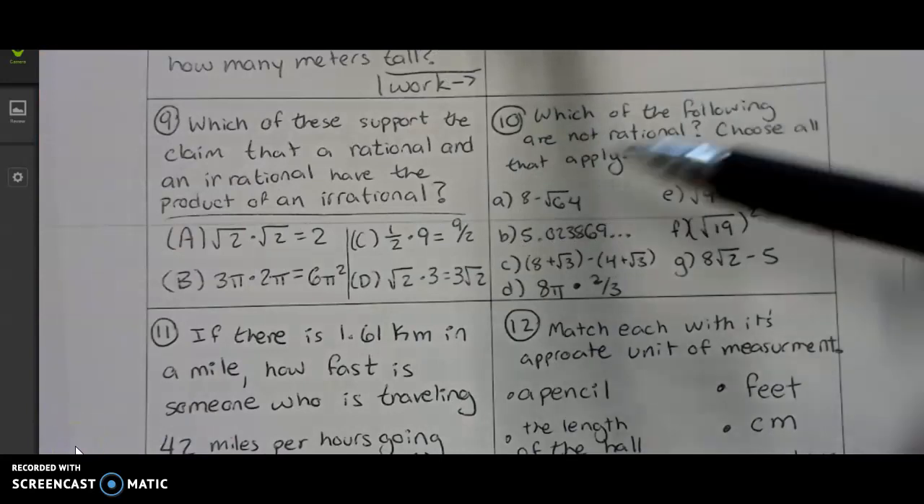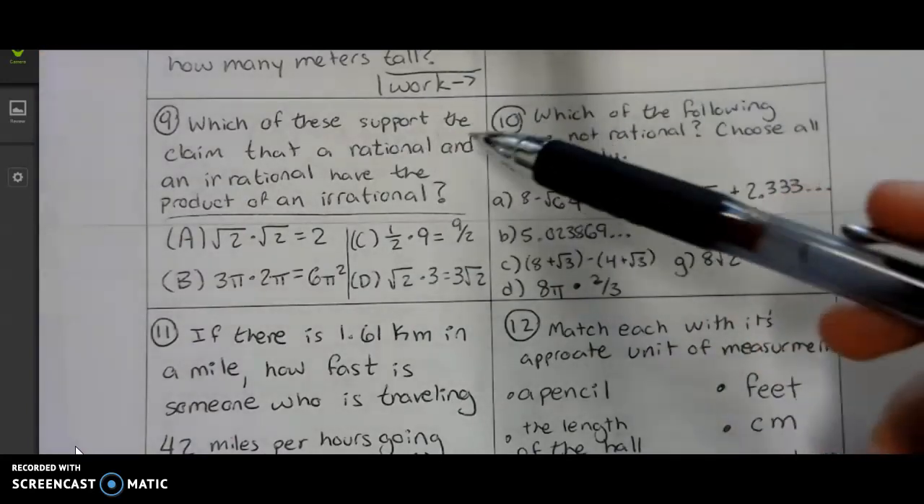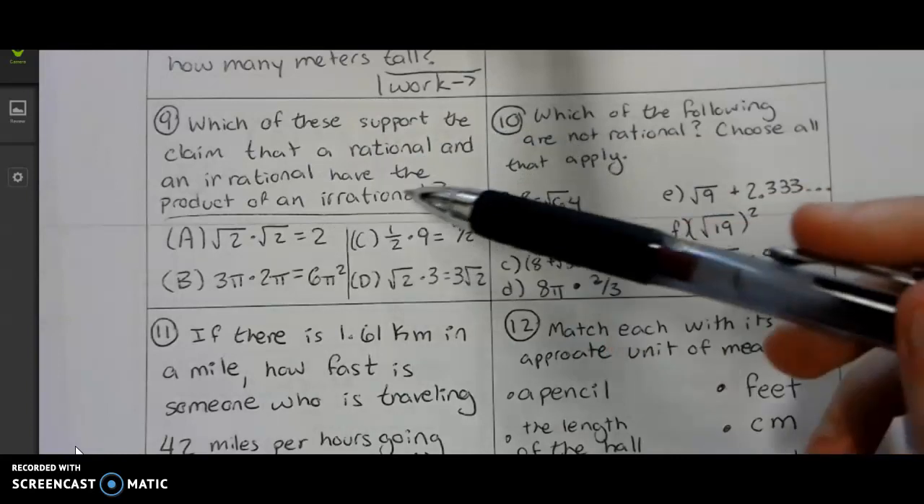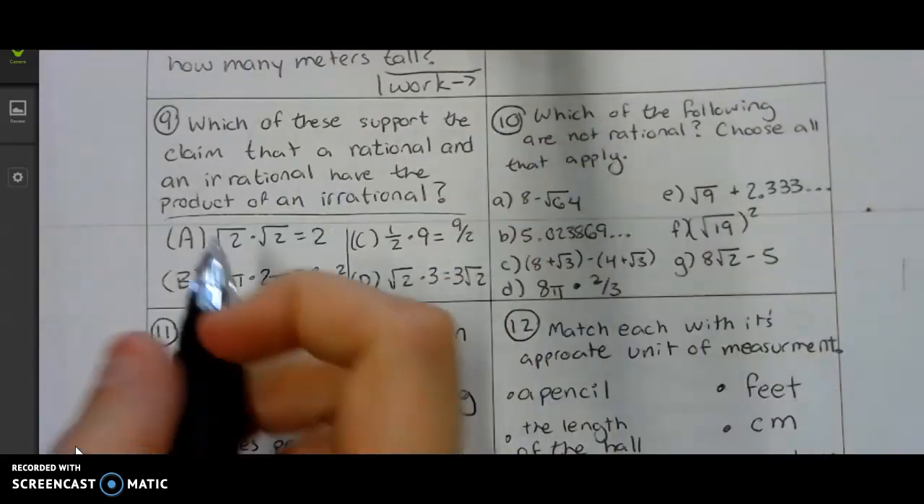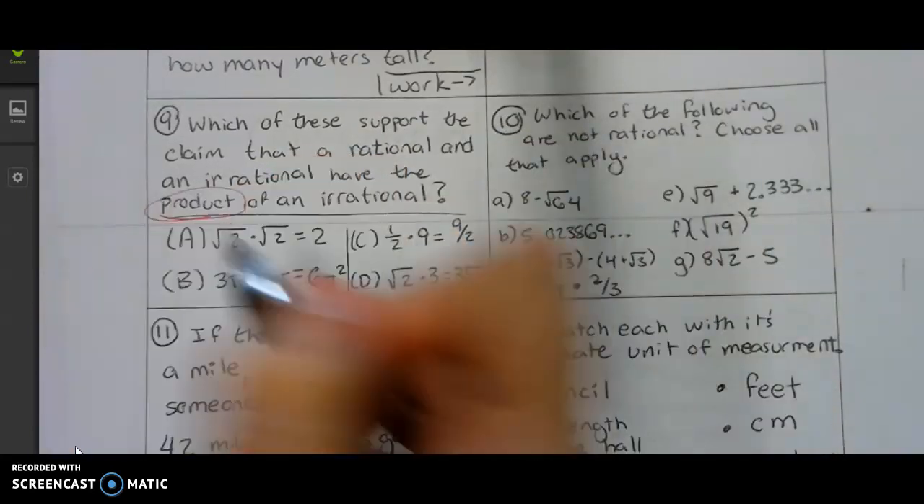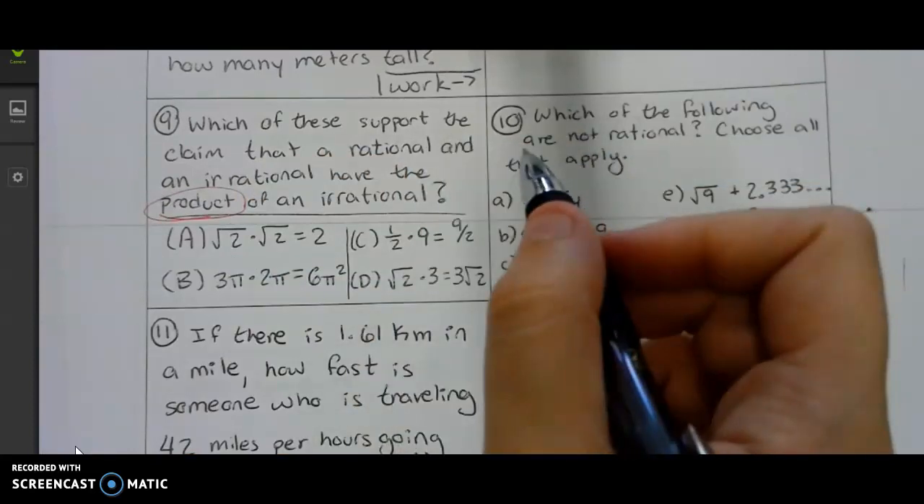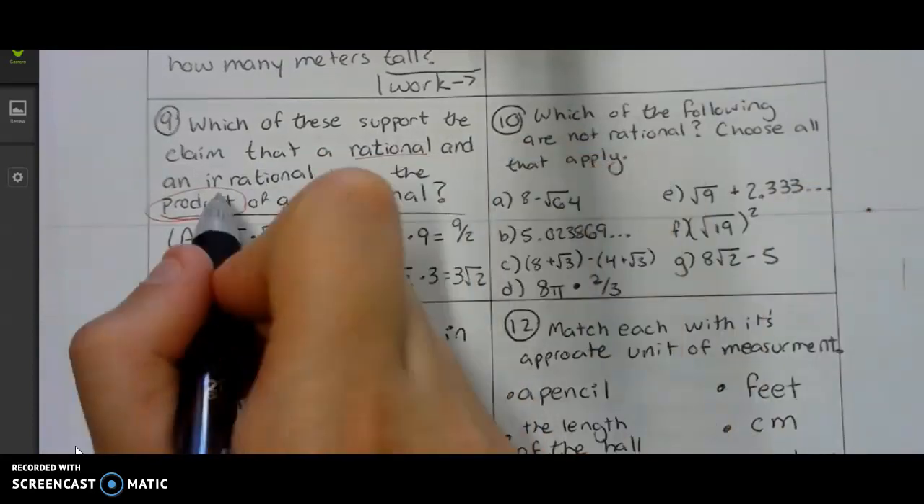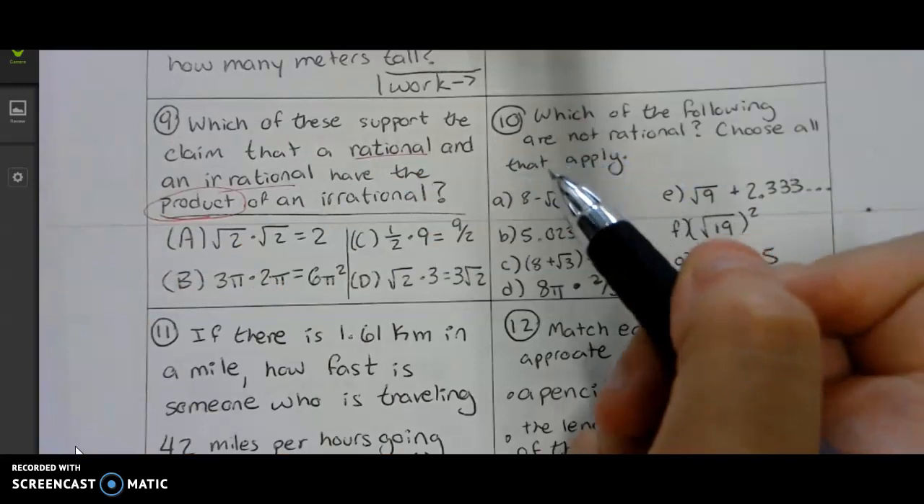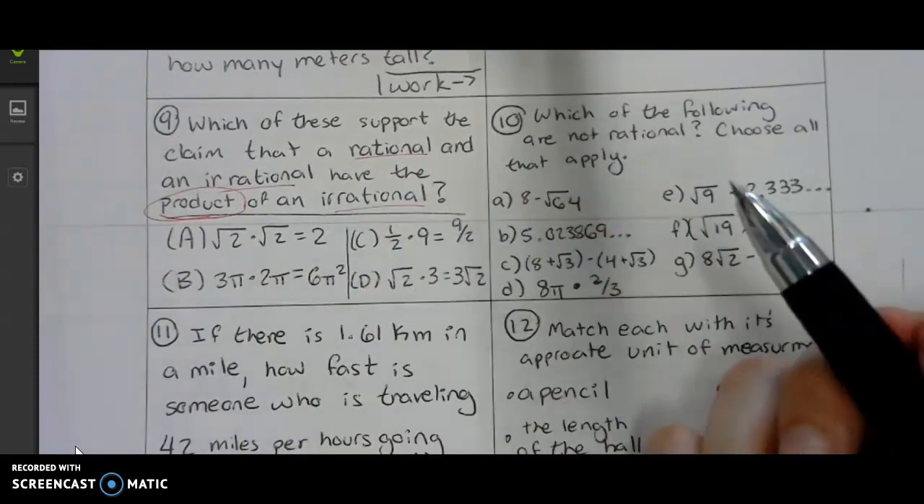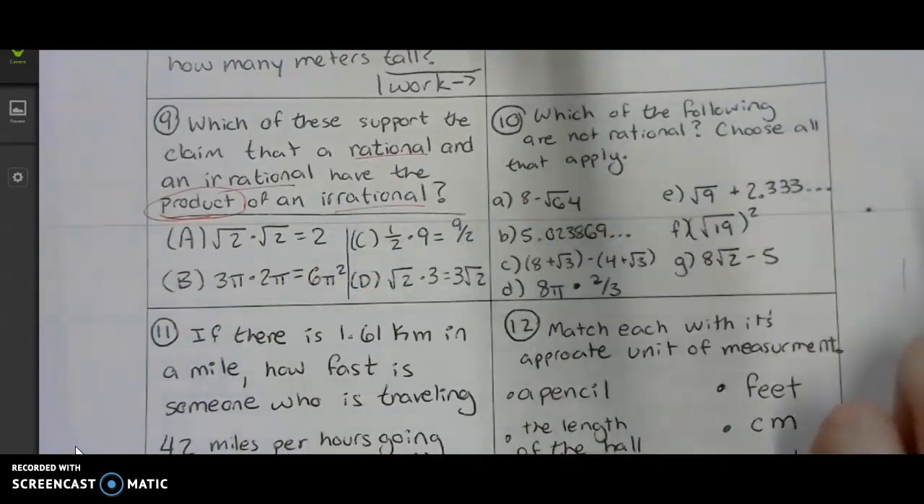Okay, so number 9. Which of these support the claim that a rational and an irrational have the product of an irrational? So a couple of things here. I need the product, which means I need to multiply. And the two things I multiply need to be rational and irrational with an answer that is irrational. So we're proving something true. All I got to do is look for an answer that has all of those things.